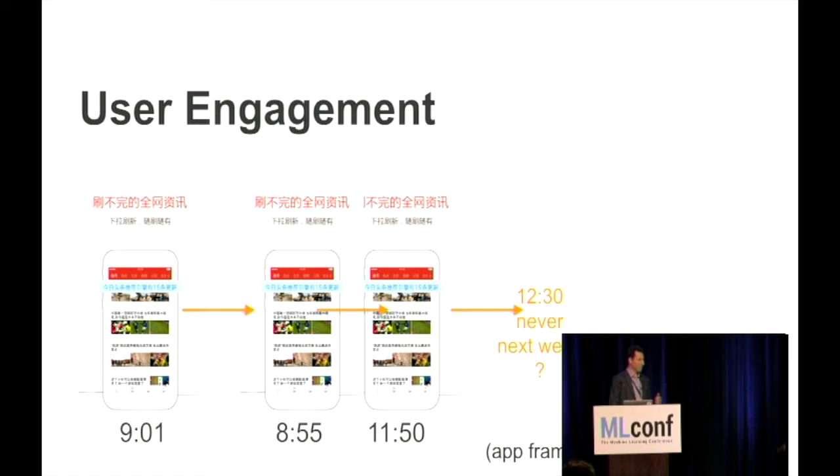Now, let me show you what this actually does in practice. This is quite powerful. So, if you were to look at user engagement, this is an example from Taotiao. So they have this news app, and you open it up, and then you shut it down, open it up, shut it down. And they want to find out, is the user going to come back? When's the user going to come back? Maybe never, maybe next week.